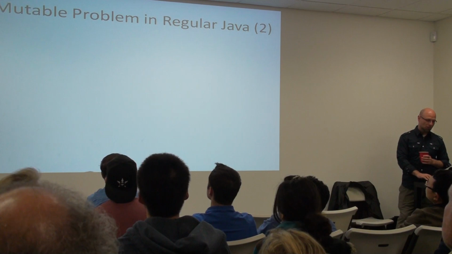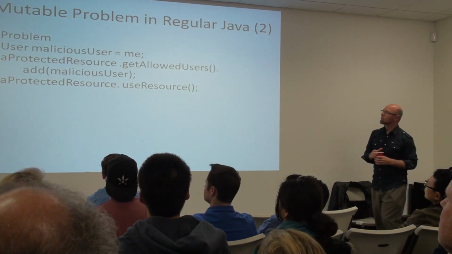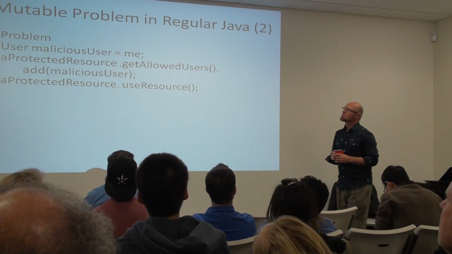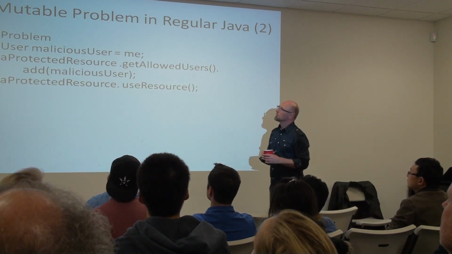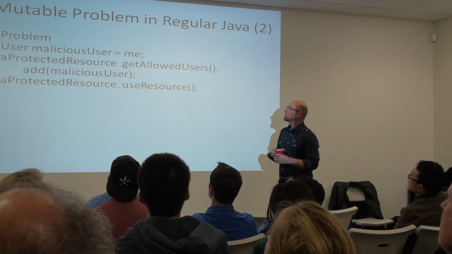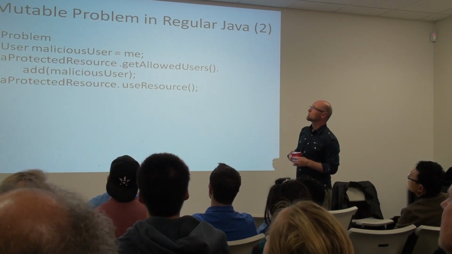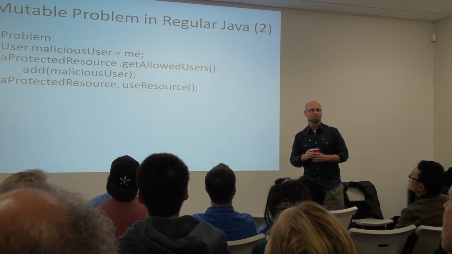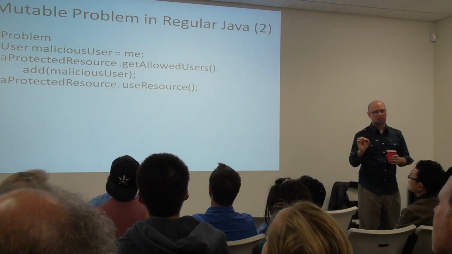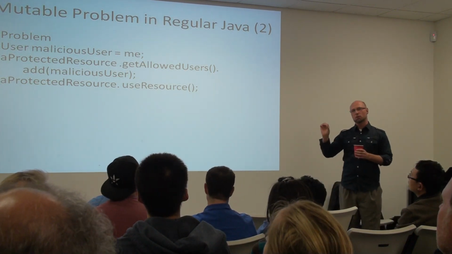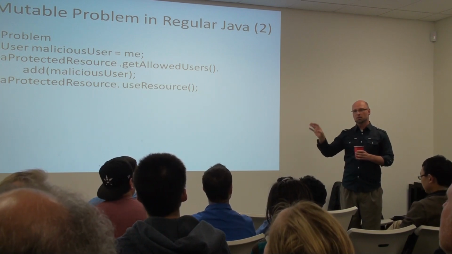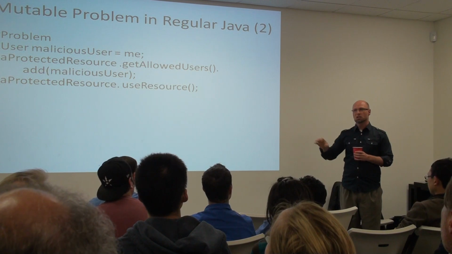So the problem here is, this is multi-threaded, you said? Nope, single thread. So in this case, I could just make a malicious user, me, and then I can just get the list of allowed users, add myself, and now I can use the resource. Ta-da. Think about this: every time you have an object inside of a class that somebody can get, they can change it.